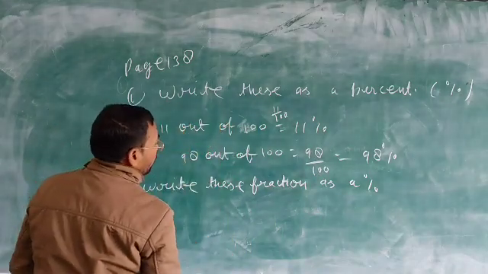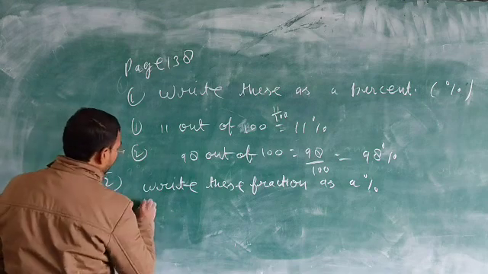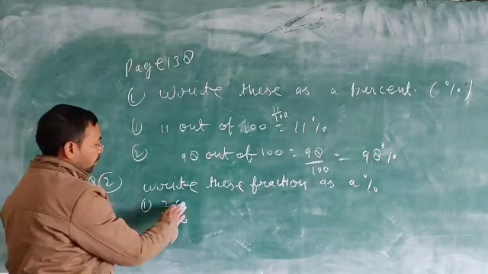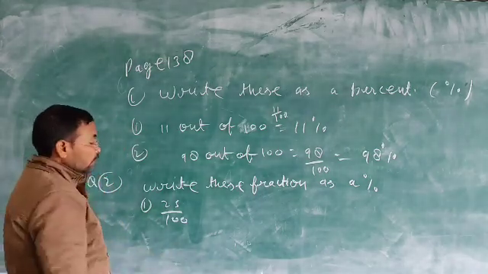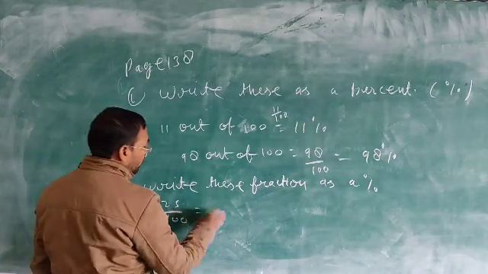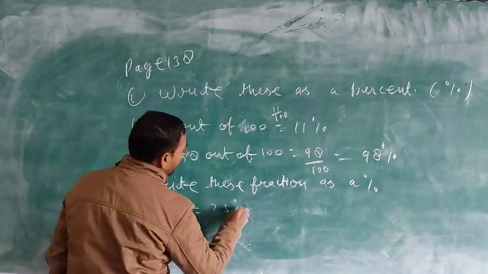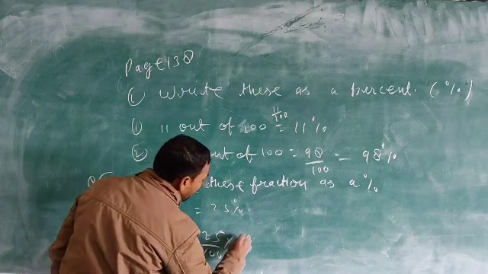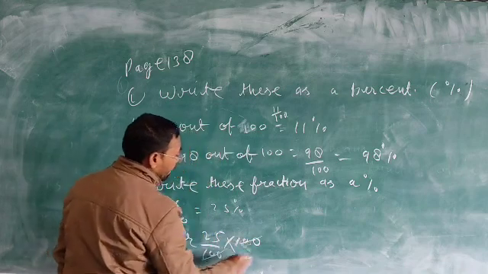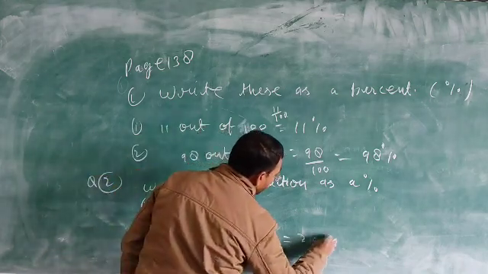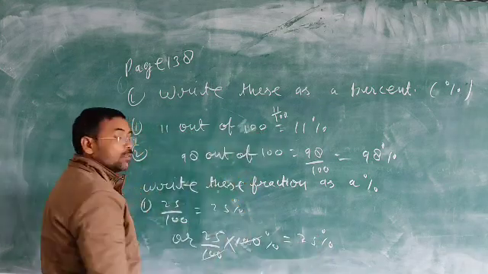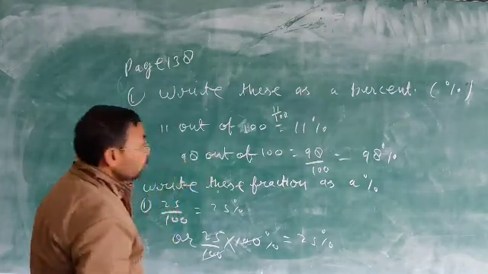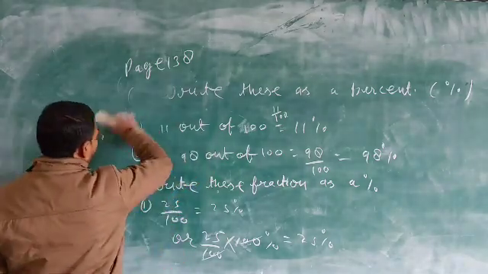Here write these fractions as a percent. Fractions are given. First one, 25 by 100. You can write directly 25%, as I explained in the beginning by definition. Or another way, any fraction can be converted into a percentage by multiplying by 100. The 100 will be cancelled and this becomes 25%. So you can do like this or this. And the remaining questions you should complete yourself. All are the same type.